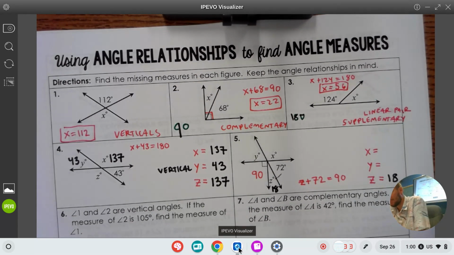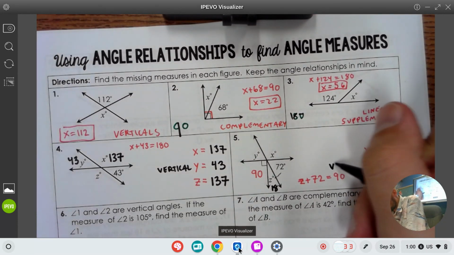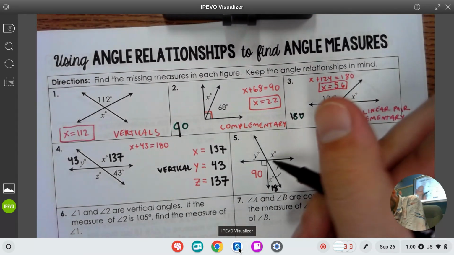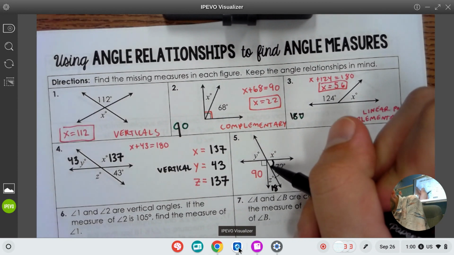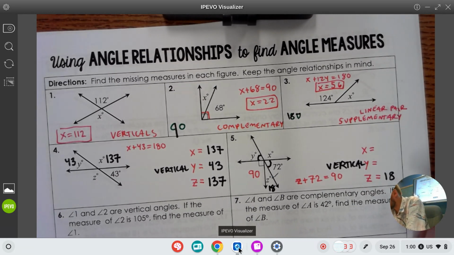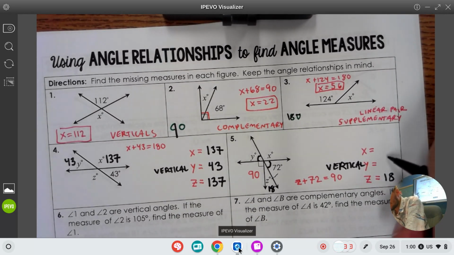Sure, 72. And why do we know that Y is going to be 72? Because it's vertical, right? Because we have this is across from this. And I can even use those nice little curves in my corner to remind myself that they're matching up. So I'm going to have 72 here.